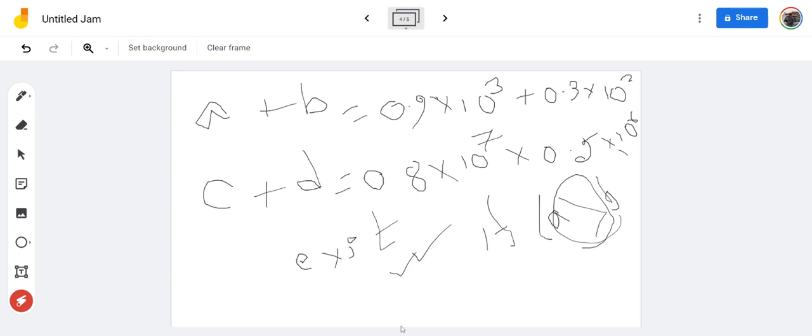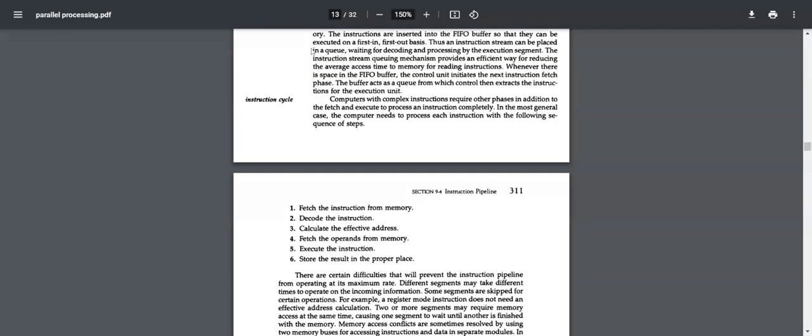So essentially, for the processor, it becomes a must to decode the instruction so that the processor knows what kind of instruction it is and in which segment of the CPU this instruction will get executed. Okay, now calculate the effective address is there in the third step. You can see it here. So why you need to calculate the effective address?